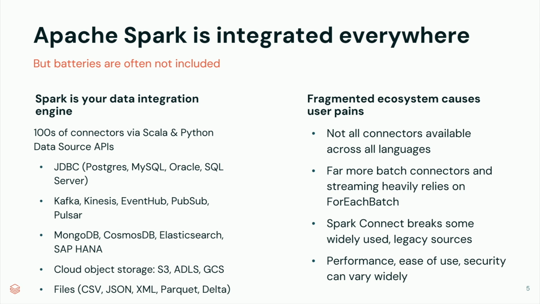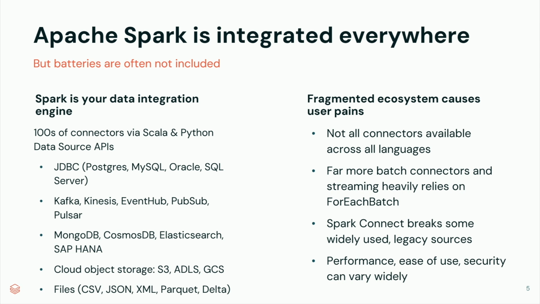But there are some limitations. As we grew, there was not a lot of uniformity across the connectors. So different connectors were supported in different languages. Depending on your environment, you may or may not be able to use a connector. For streaming specifically, streaming really relied heavily on ForEachBatch and using that construct with batch connectors to spread out the ecosystem. It's a very powerful operator and very flexible, but it's not that easy to use, and there are some limitations on latency for it.